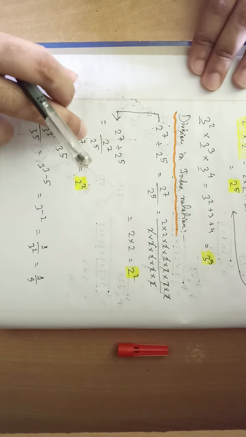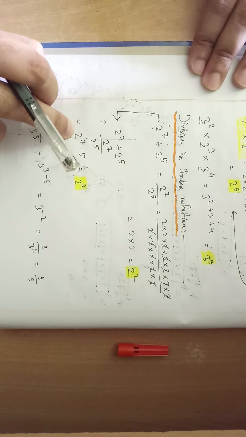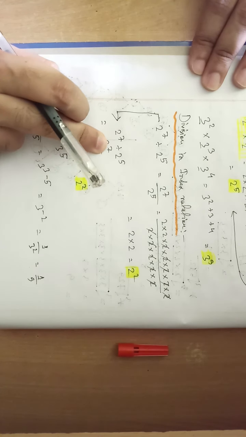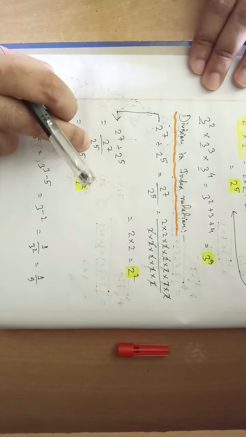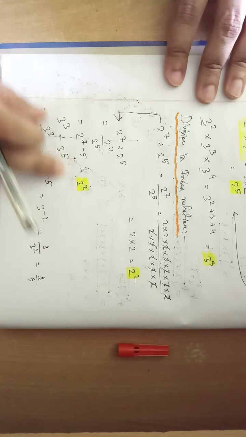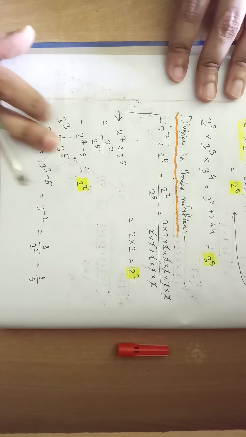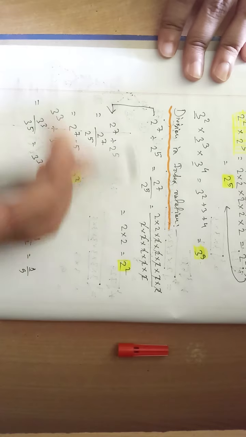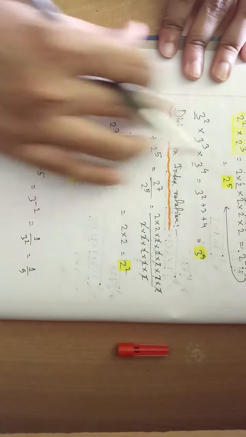So the base is the same too, so write the base first and then subtract the denominator's power from the numerator's. So 7 minus 5 gives us 2 square, and in a similar case I got this. So just try another example, mixing up these two things again.